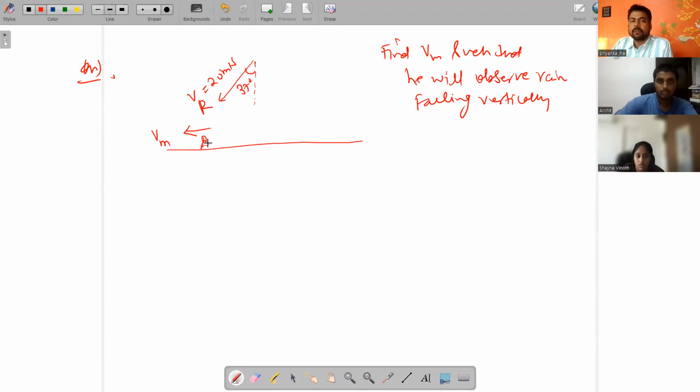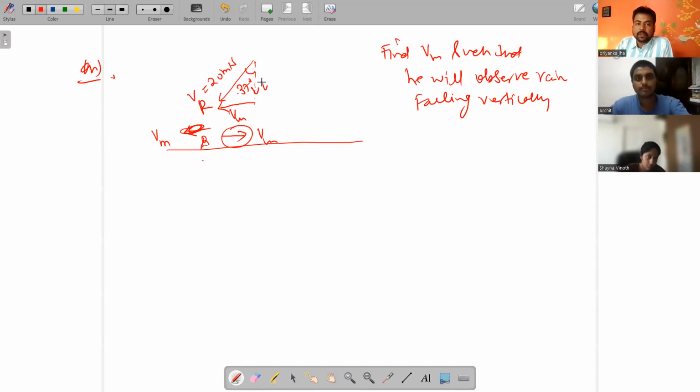You can think, suppose man is moving towards the right. Now we'll have to observe the situation in the frame of man. So man will come to rest, and you have to reverse the velocity of man and add it here. So okay, suppose this is the velocity of man. So you just reverse it and add it, Vm. Now man has to observe the rain will fall vertically. So this is the velocity of rain with respect to man, right?